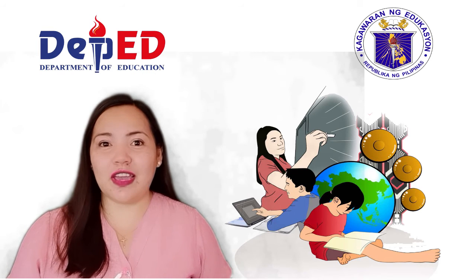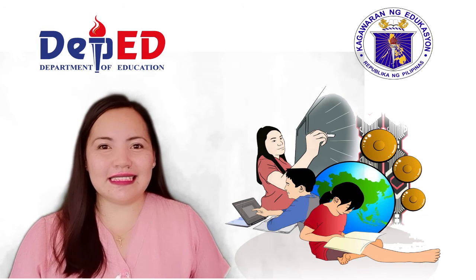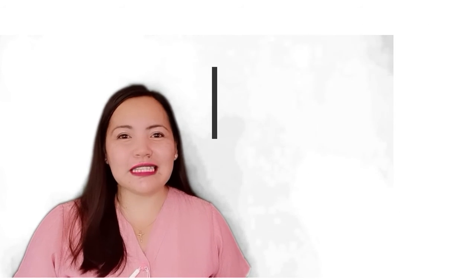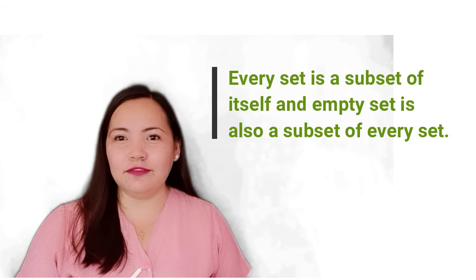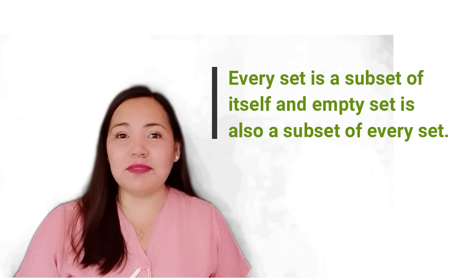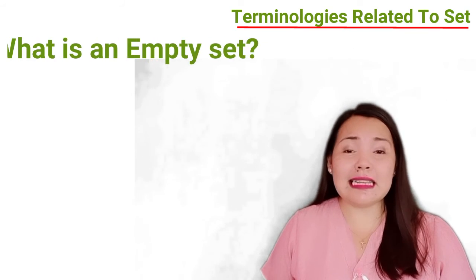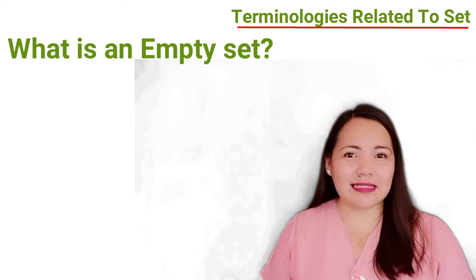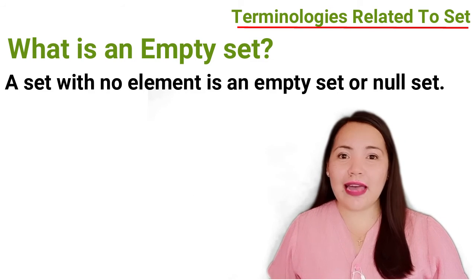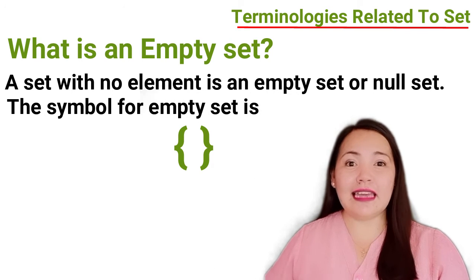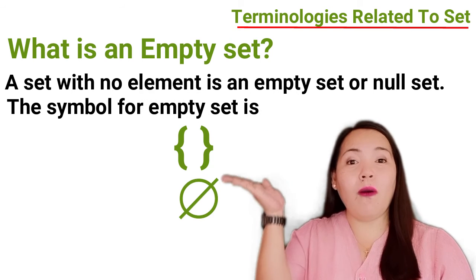What is your observation on the examples presented? Very good! Every set is a subset of itself, and empty set is a subset of every set. But look! What is an empty set? A set with no element is an empty set or null set. The symbol for empty set is empty braces or phi.